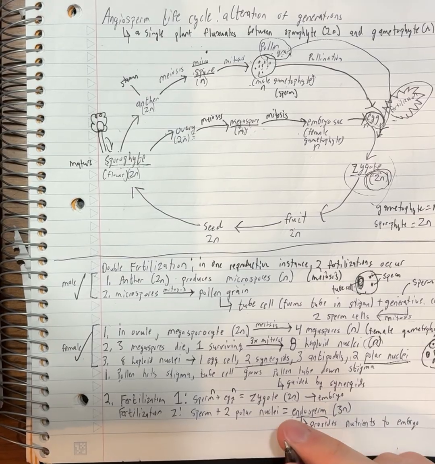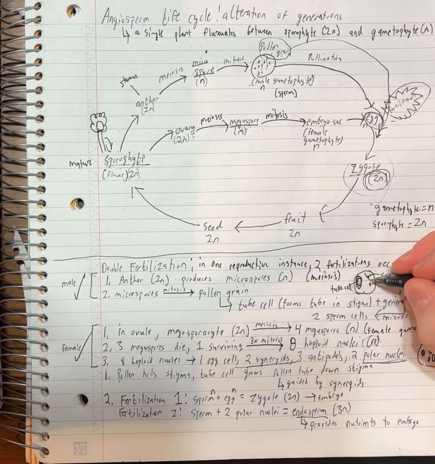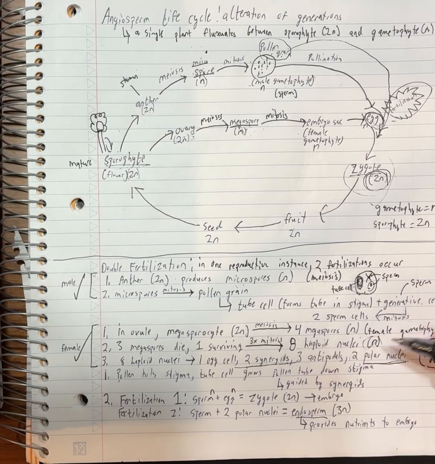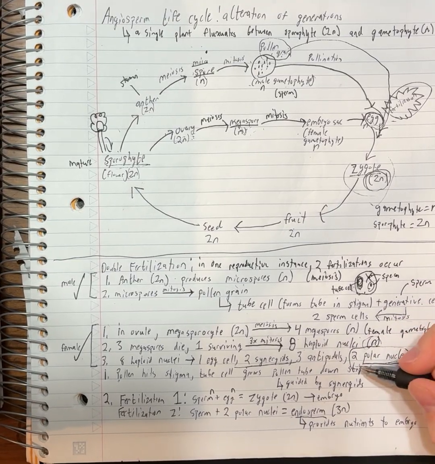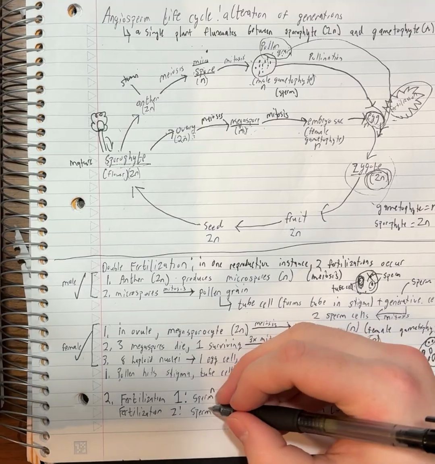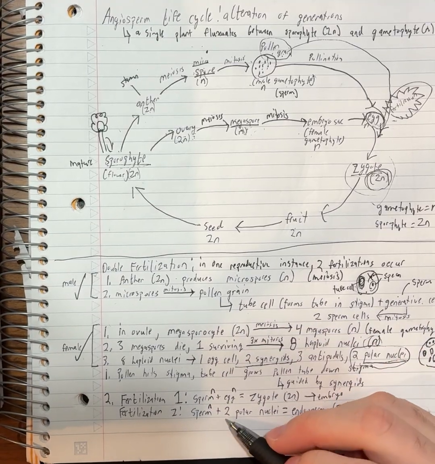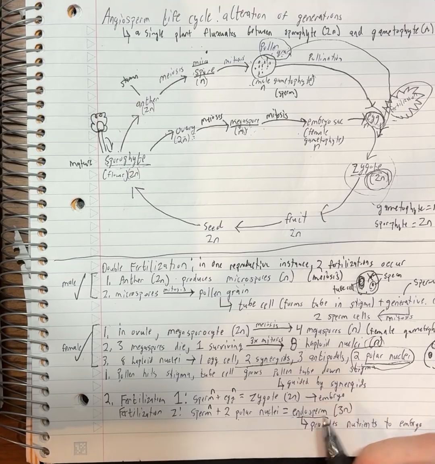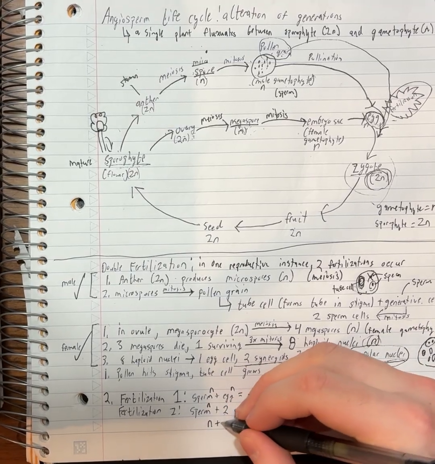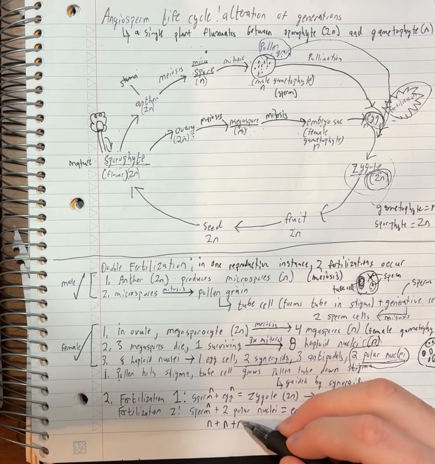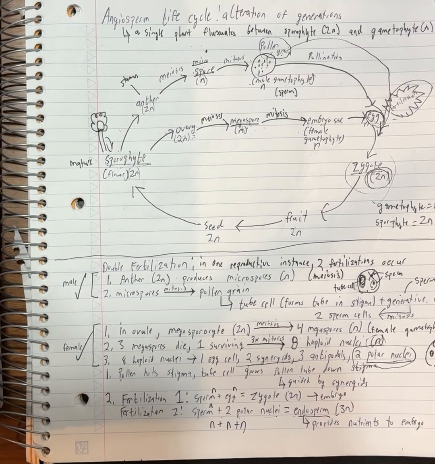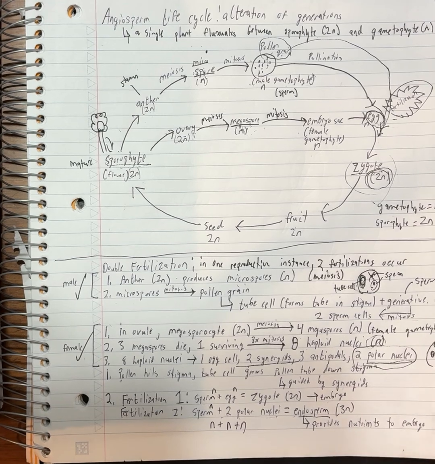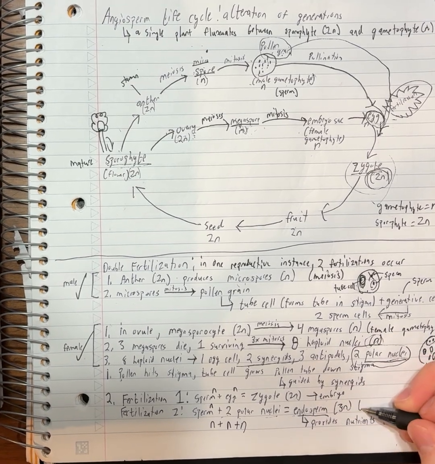But we actually have a second fertilization. So we've used one of our sperm, so now we're going to use this other sperm and these 2 polar nuclei. So we're going to take a sperm, which is N, and we're going to take 2 polar nuclei. So a polar nucleus is N, and we have 2 of them. So this is N plus N plus N, because there are 2 polar nuclei. And this structure becomes the endosperm, which is 3N or triploid.